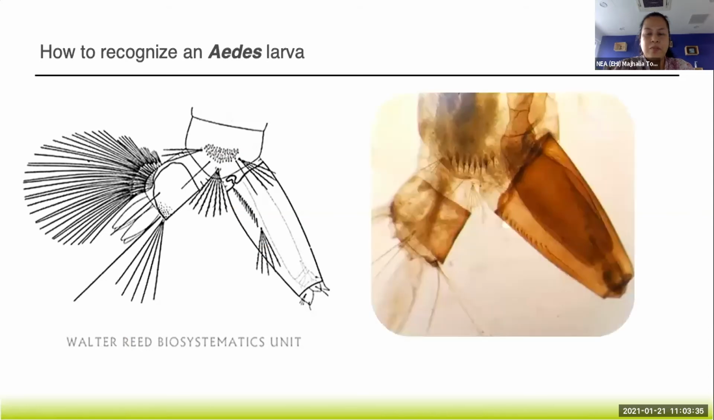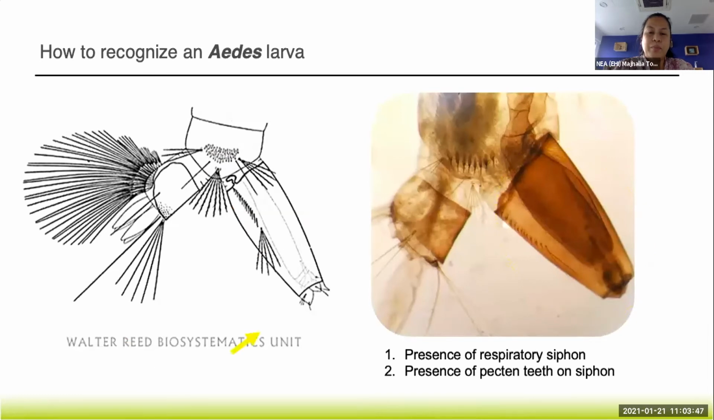So this is a sample of an Aedes larva. So you can see that there is a siphon. There is pecten teeth. And even if it's not very visible, there is 1 pair of subventral hair tuft. So I'll just do that again for you to see the presence of the hair tuft. If it is a Culex mosquito, there will be more than 1 pair.